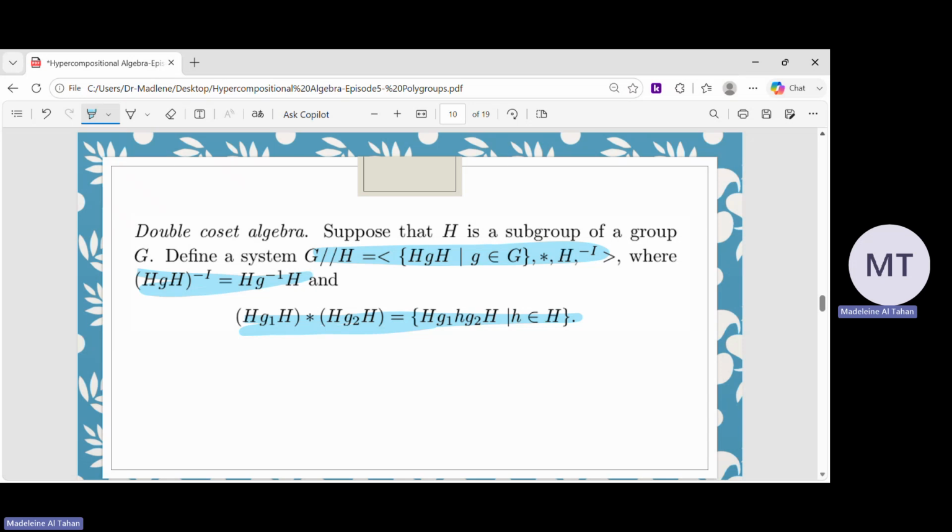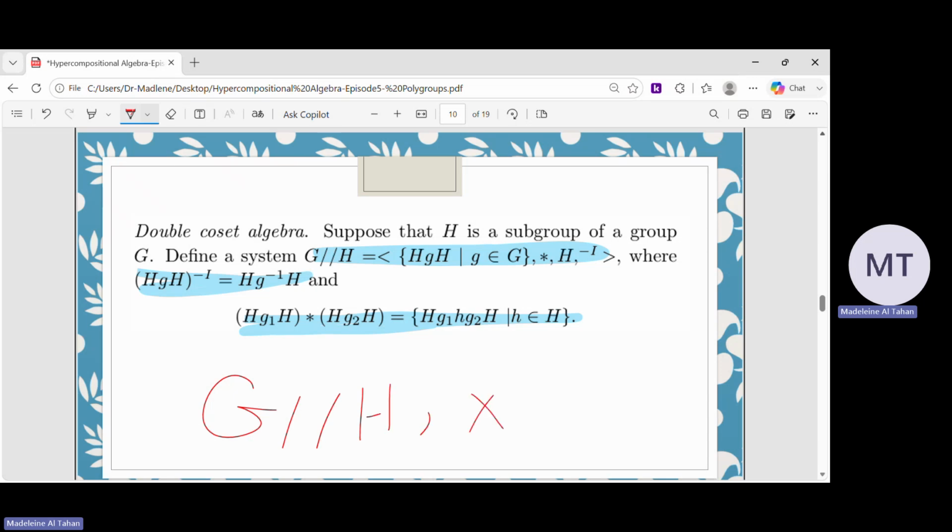Now, I will put a few notes for you to think about. What if we take H as a normal subgroup, what will happen? And what if we take G as an abelian group, what will happen to this hyperoperation? What will we get as the result? I mean, when I say G//H with star, what will you get? You can pause the video, think about it, and keep your answers in the comments or connect with me on LinkedIn.